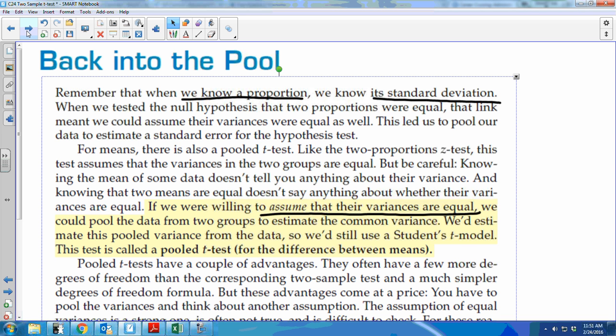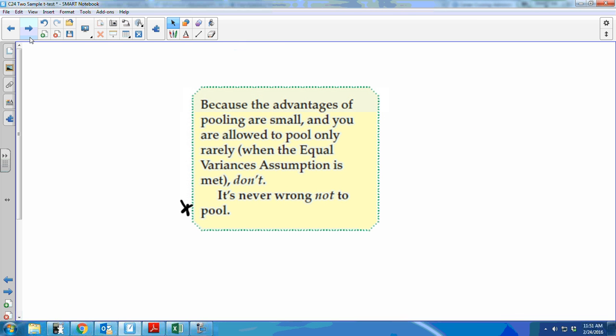So because of that, it's never wrong not to pool in this scenario. I suggest you don't pool in this scenario. The differences are really small, and the advantages aren't relevant enough or big enough to make a difference. All right? So you only have to pool on the 2 proportion z-tests in this class. You do not have to pool on these. You're going to be doing it in your calculator anyway, though, so you just tell it not to pool it. It's fine. All right. So that's one less thing to worry about here.